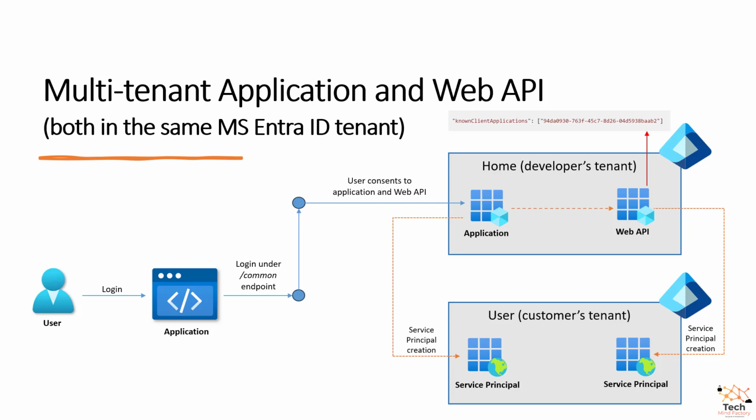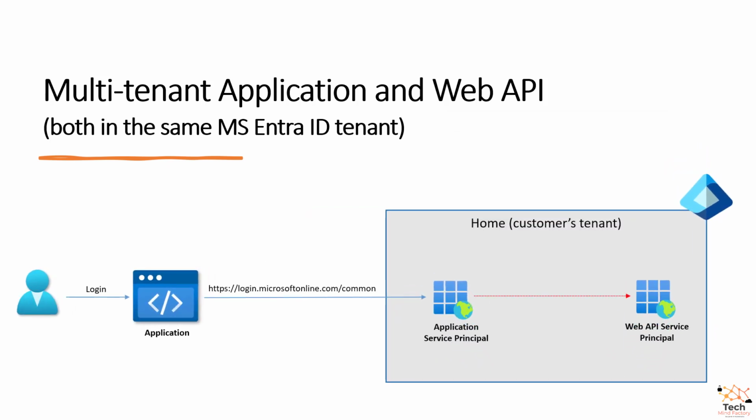And we can achieve that by using the known client applications property. So this known client applications property contains the list of the application IDs that are well known for web APIs. So in this case, we can say, okay, those applications are known client applications. So Entra ID will look into this property, will provision the service principal first for the web API and then for the application. And we will not get the error.